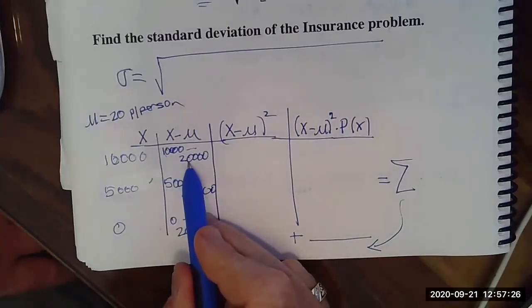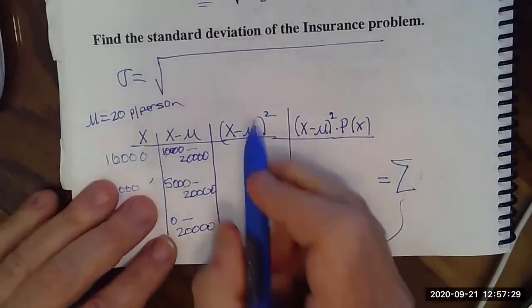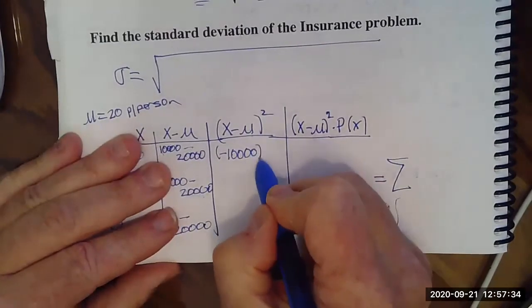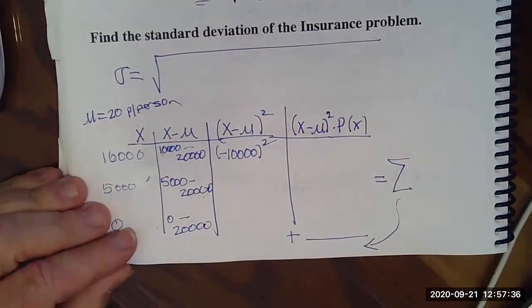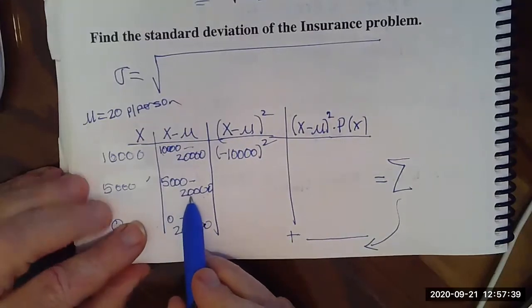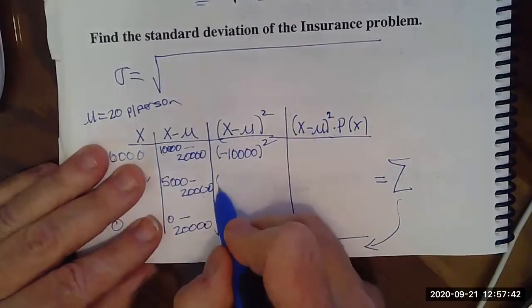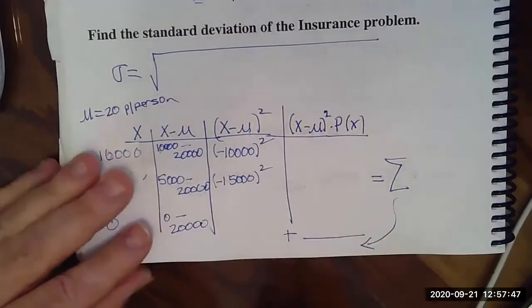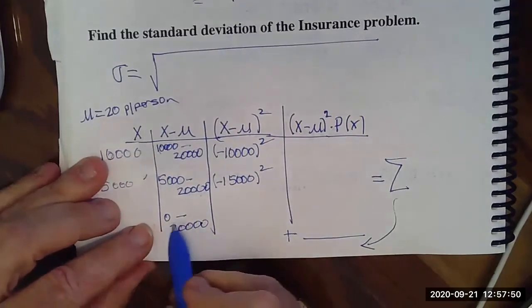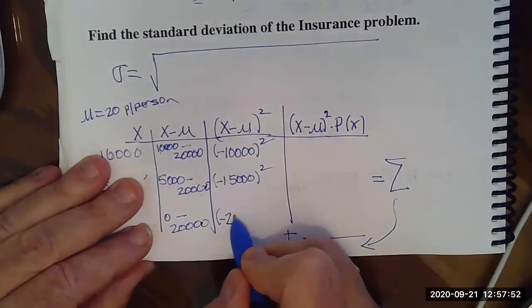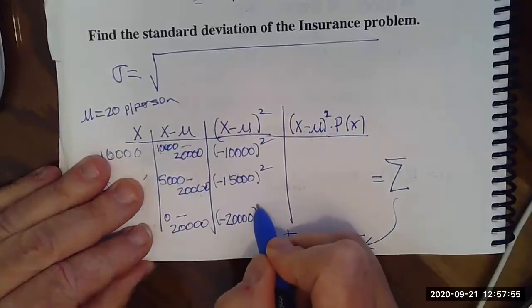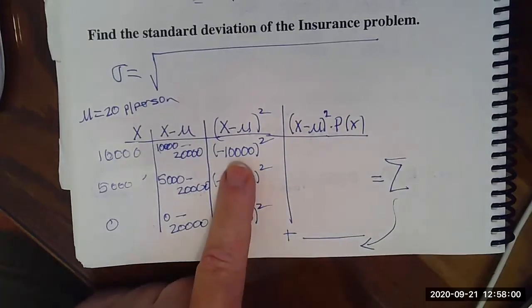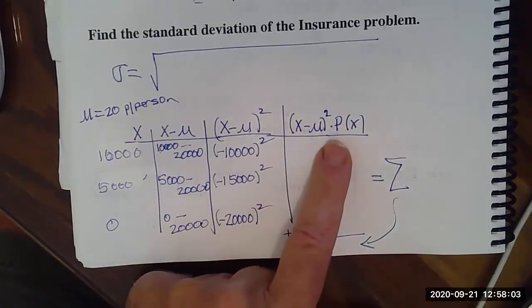So I can do this in my head. That's negative 10,000 squared. 5,000 minus 20,000 is negative 15,000 squared. Now this is a big number, and then there's your P of X.